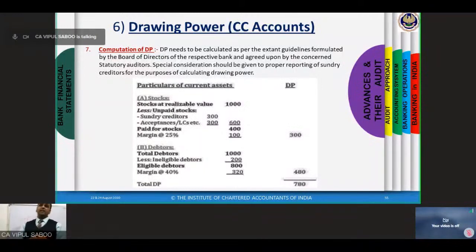So you can understand, if the bank had sanctioned a limit of 1000 crores, 900 crores, 800 crores, whatever it be, the borrower could draw at this particular moment of time after this stock statement, with DP calculated till the next stock statement is furnished after 3 months. For those 3 months, the borrower can enjoy only 780 crores out of those 1000 crores. So that is his drawing power. This is how drawing power is calculated, and this is one of the main concerns while doing a bank audit.